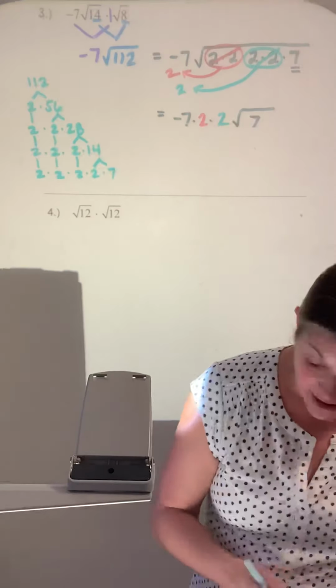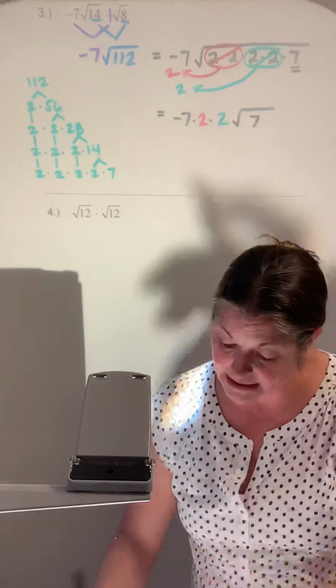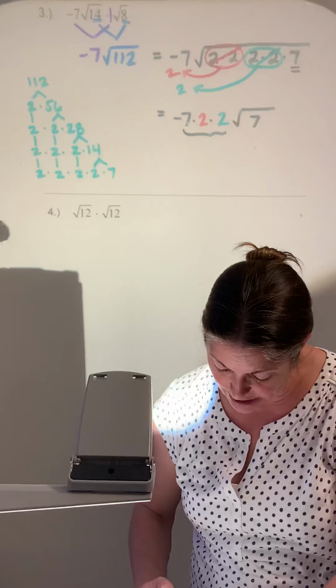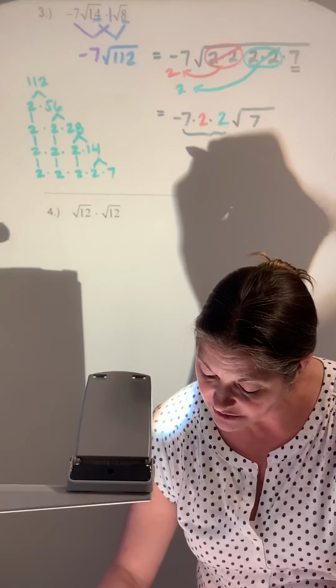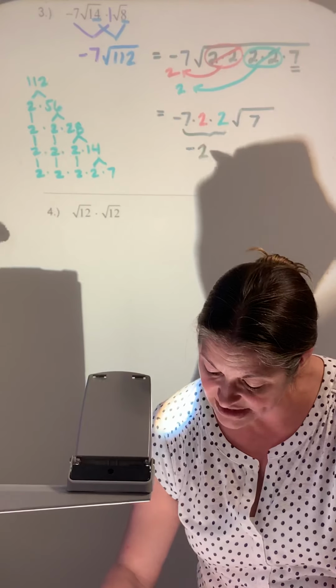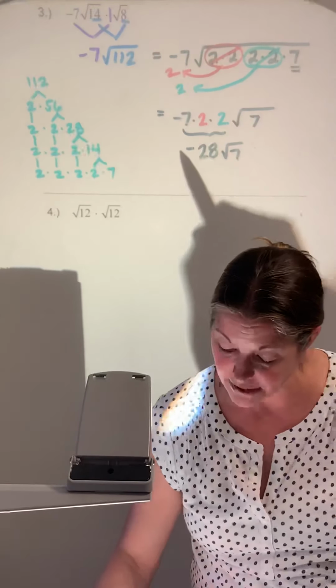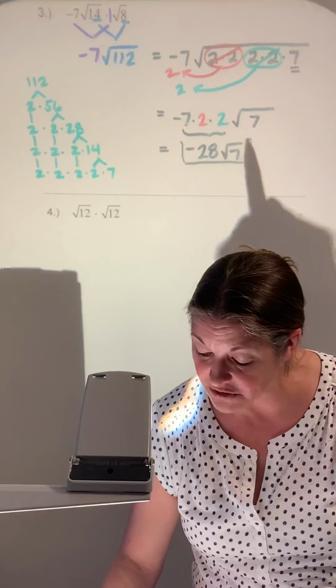So we're just going to go ahead and multiply all of these numbers here. That's going to be -7 times 2 times 2, and that will give us -28, and then we'll have radical 7 underneath there still. And that is our final answer.